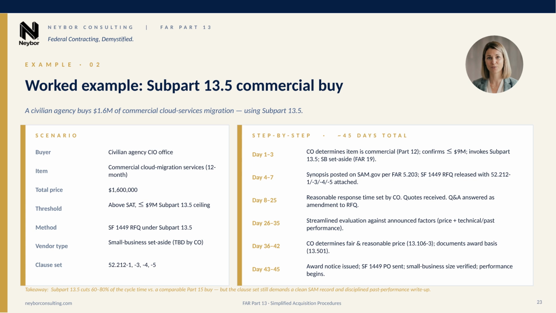Day 43 to 45, award is issued, the small business size is verified, and performance begins. Total cycle, about 45 days. A comparable Part 15 buy would have taken 6 to 9 months. The takeaway in italics is the punchline. Subpart 13.5 cuts 60 to 80% of the cycle time, but the commercial clause set still demands a clean SAM record and a disciplined past performance write-up to win.